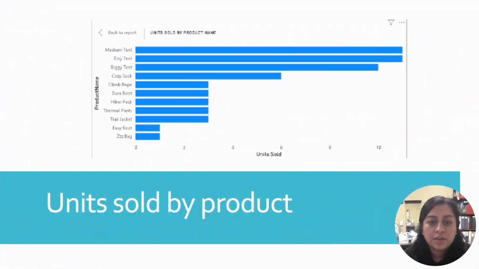All right, so this slide is on units sold by product. We have the bar chart and it represents the number of units that were sold categorized by the product type. On the x-axis, you will see the number of units sold, and on the y-axis, you will see the product name. And for the rest of the slides, the same format will apply to the other charts as well. We can see that the medium tent was the highest selling product, while the Triple Z bag and the Easy Boot were the lowest units that were sold.